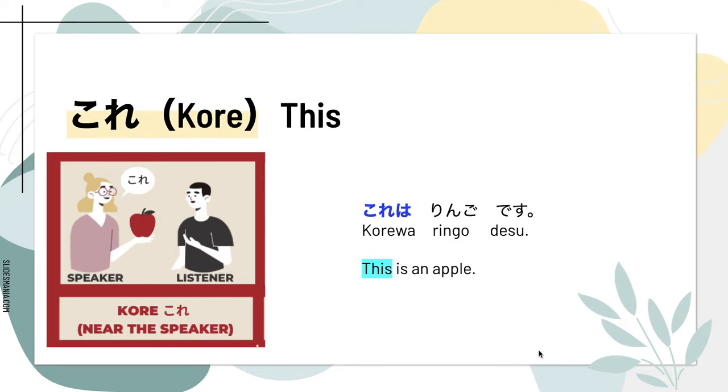Okay, let's see by using examples. First one, we're going to talk about これ. The speaker is holding an apple, so we've got to use これ. これはリンゴです。 Ringo means apple. In English, it will be "this is an apple." It uses this, so you have to use これは.